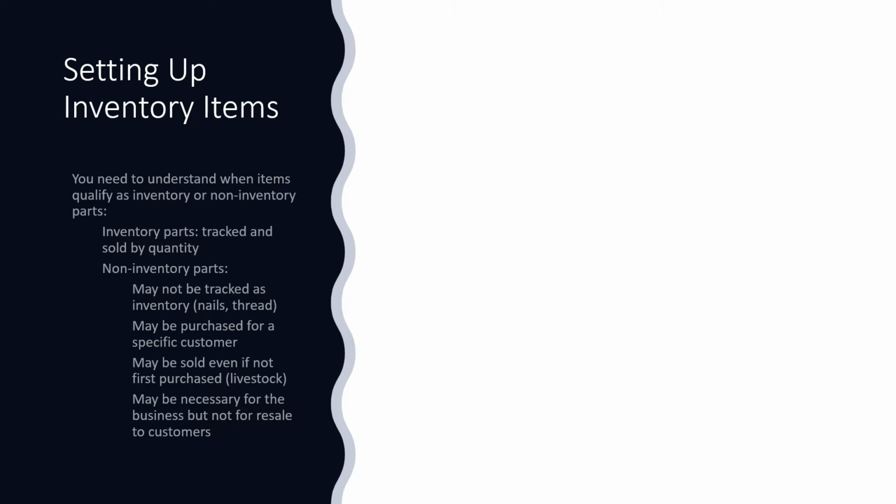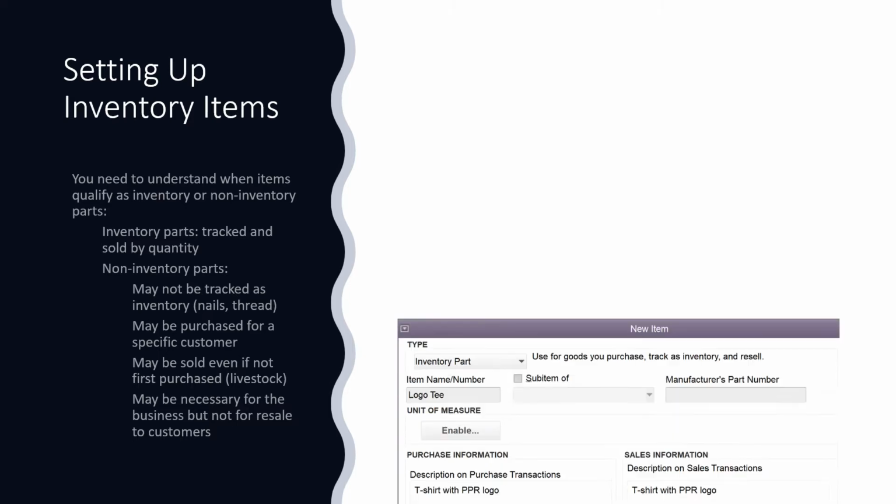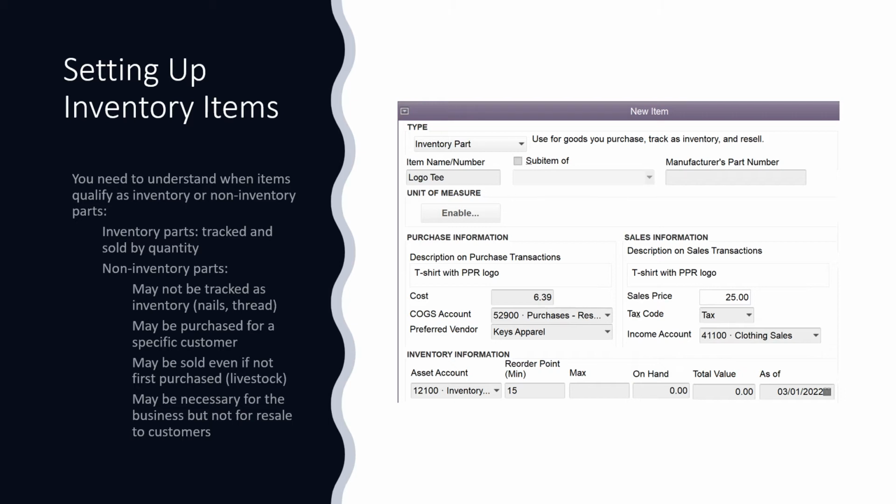Sales from each category are directed into a separate income account. Inventory items have two sides, one for the purchase information and the other for the sales information. When you purchase items at wholesale to resell to your customers, the purchase price you pay is the cost of goods sold. Your profit is the difference between your sales price and cost of goods sold. All the information needed to track both sides of the item is detailed in the new item window.